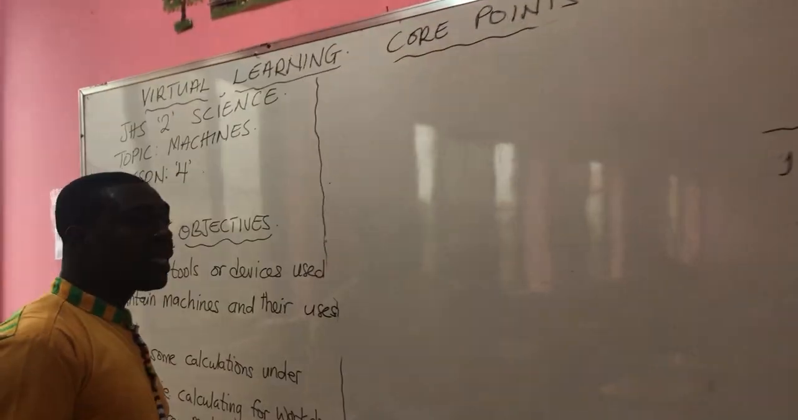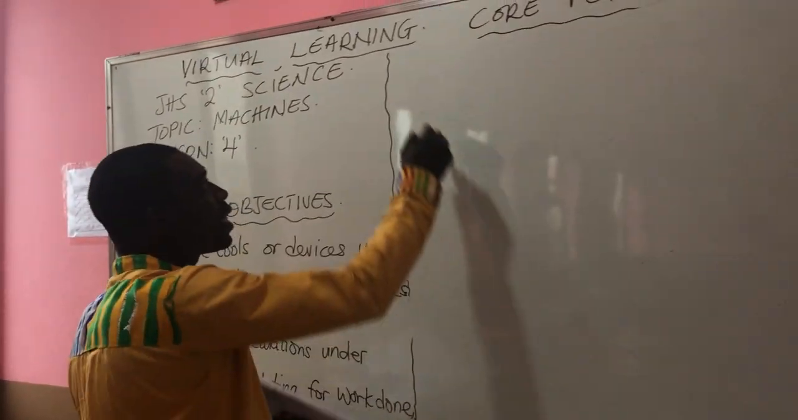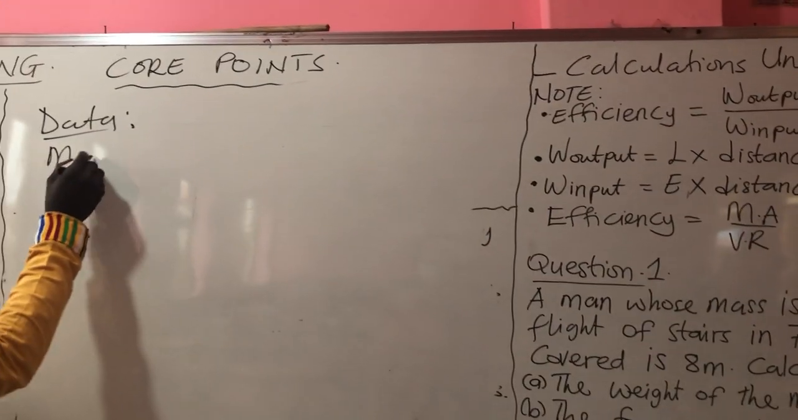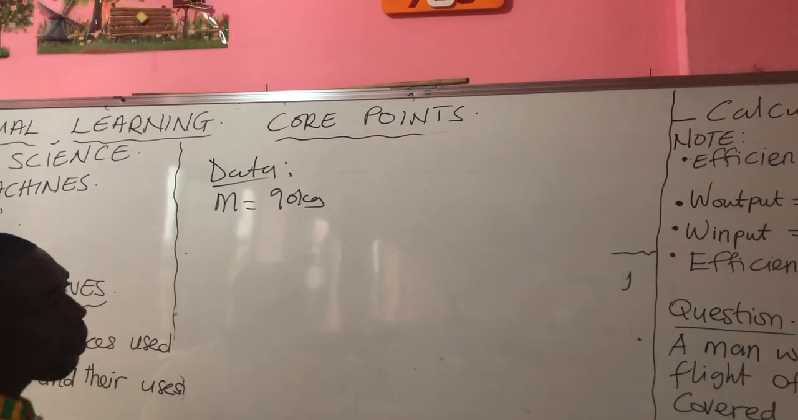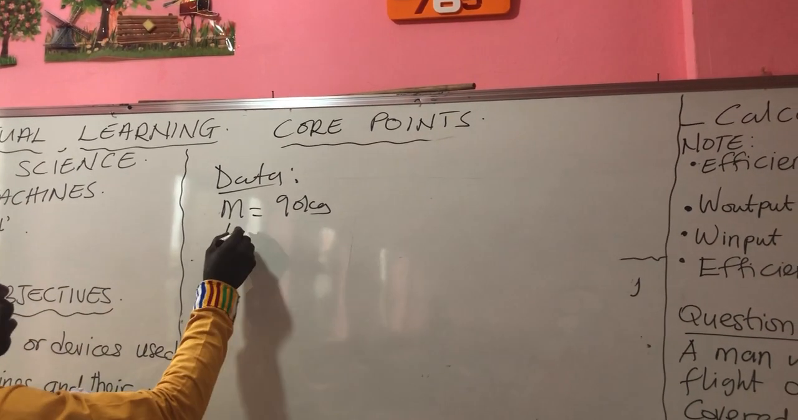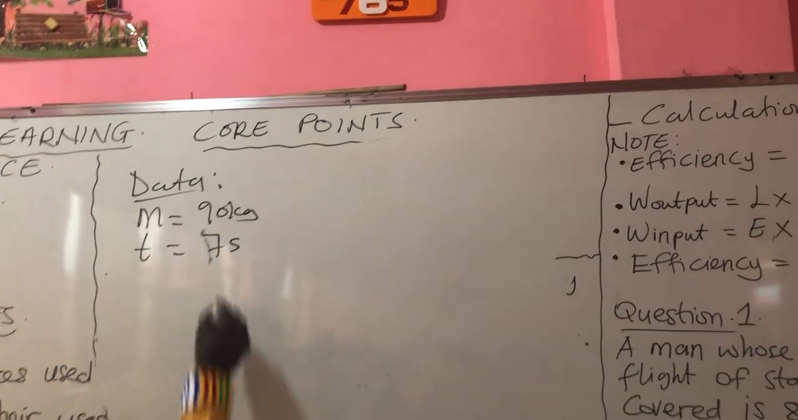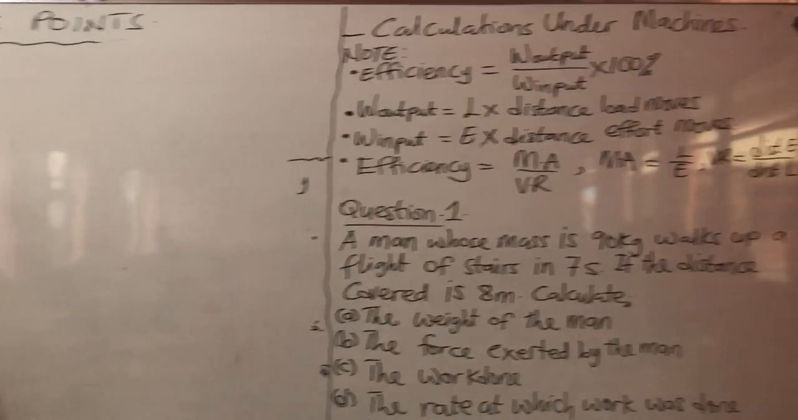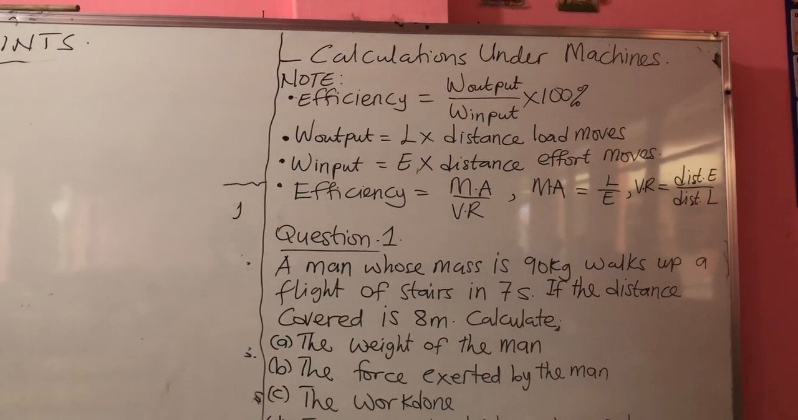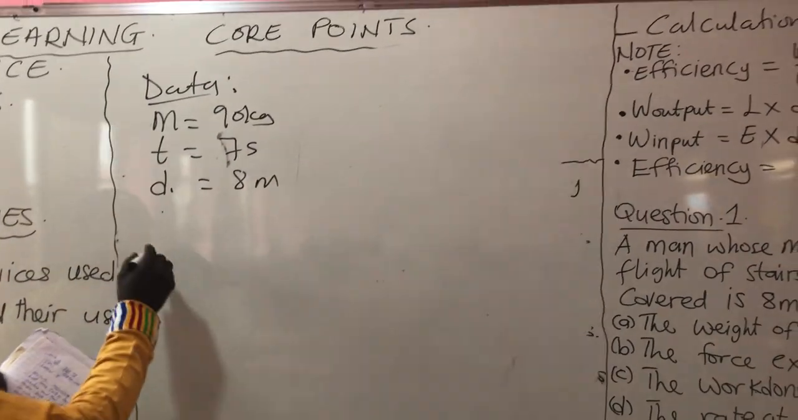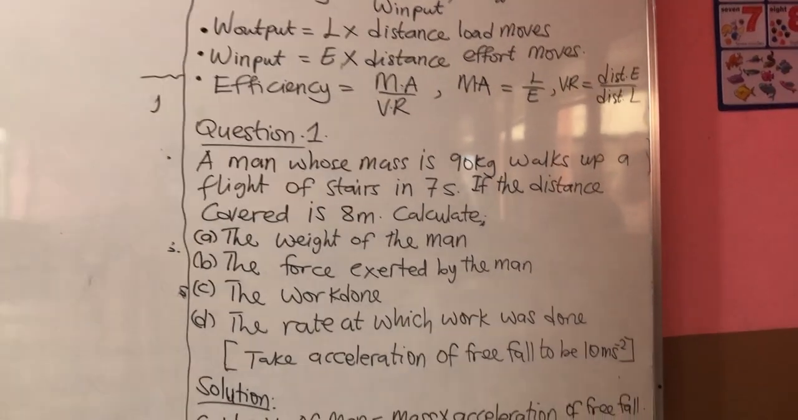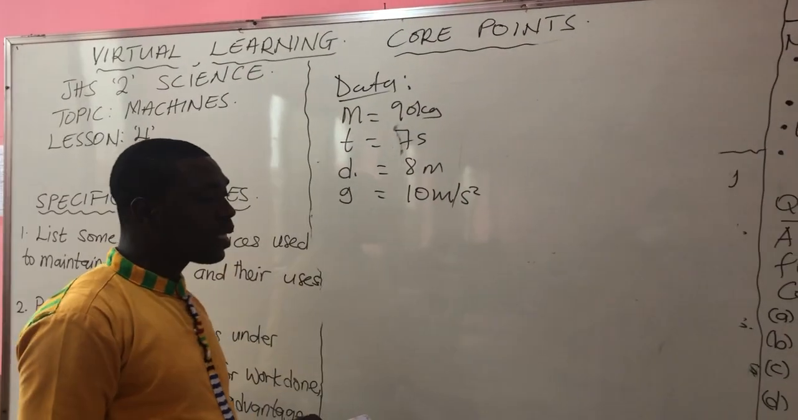In science, when you are given calculation questions like this, you come out with your data or the key information in the question. The mass, M, is equal to 90 kilograms. The time is 7 seconds. The distance covered, indicated as small d, is 8 meters. And remember the acceleration due to gravity, small g, is 10 meters per second squared. In science, you make sure that you write your unit. Your unit is very important.